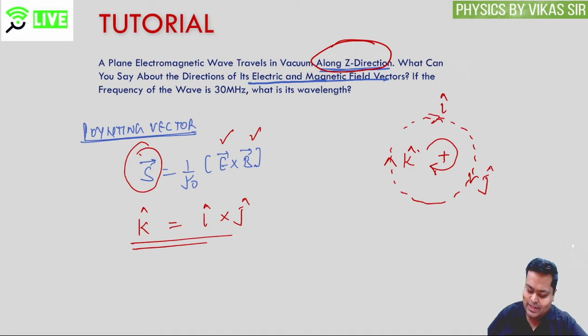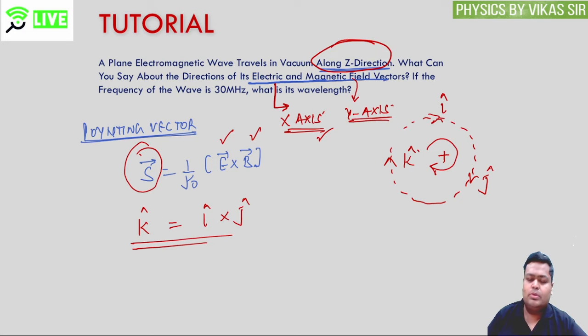And so where is the electric field? So the electric field is supposed to be along the x-axis and the magnetic field is supposed to be along the y-axis. So that's going to be the simple behavior and the solution for this particular question.